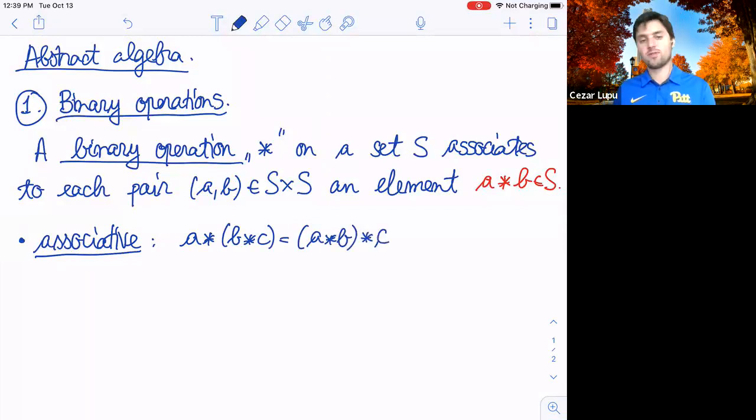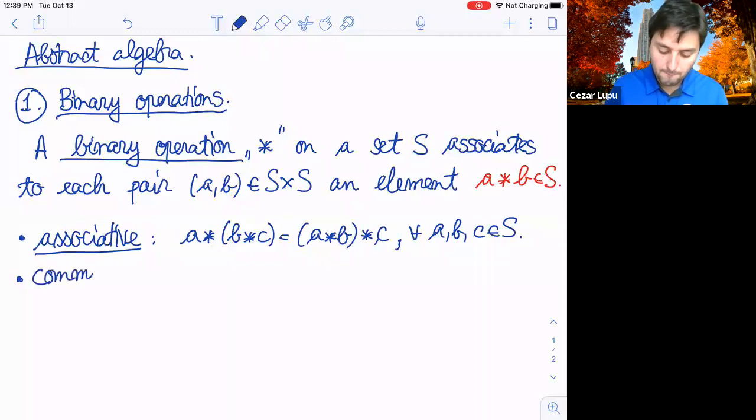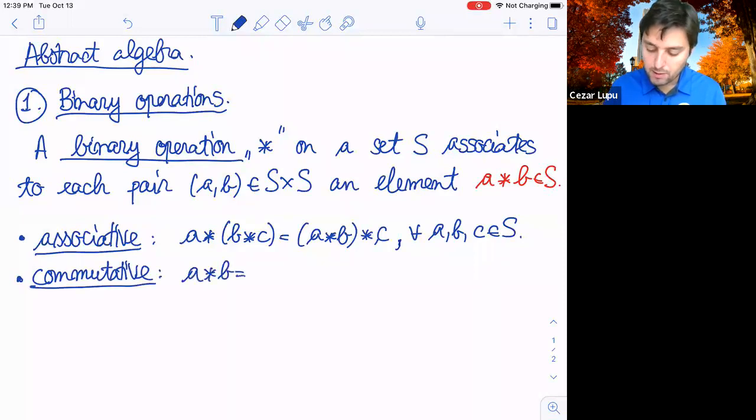These are the type of operations that you usually take for granted when you deal with positive integers or whatever, even reals, for all A, B, C in my set S, right? So this is associativity. Now we say that this is commutative if A star B is the same as B star A for all A, B in S.